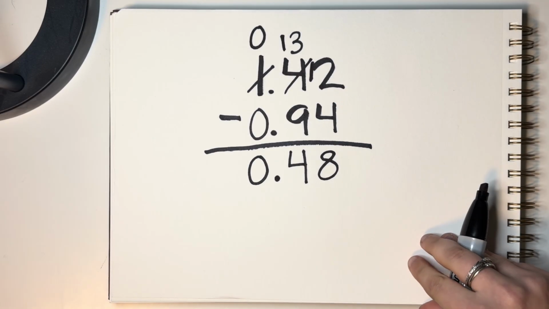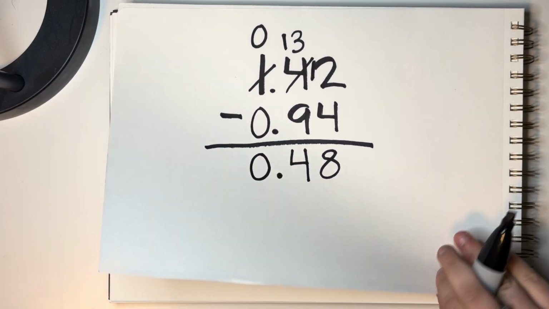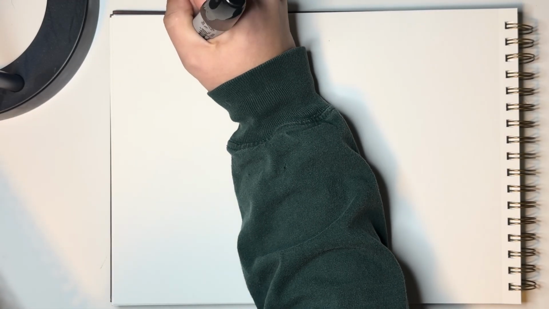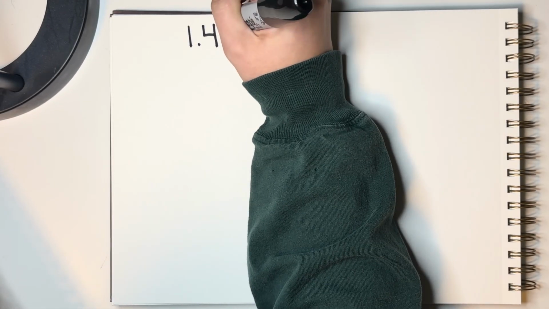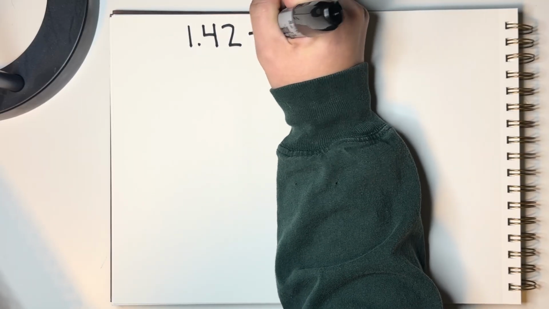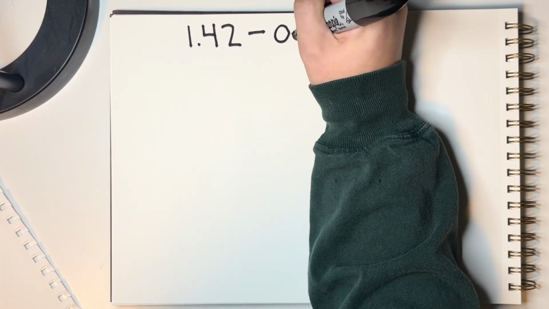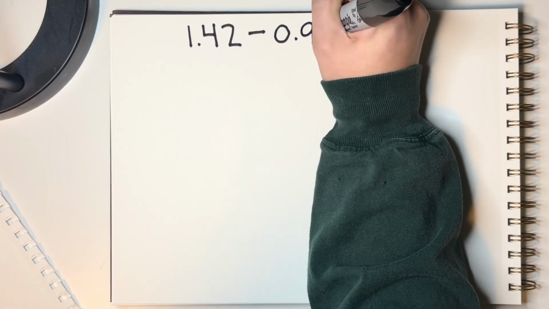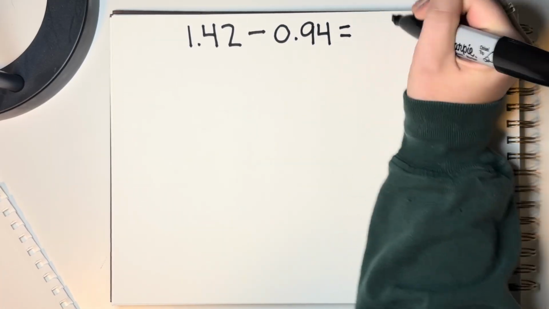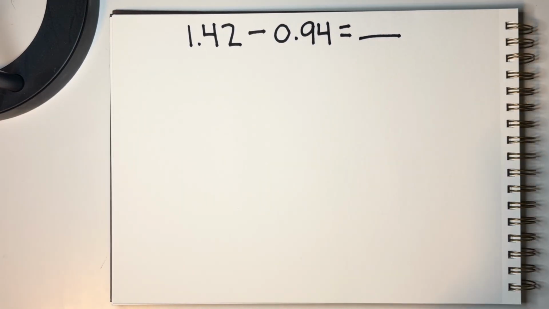Now, I'm going to show you how to do this problem in a different way. Like I said, some students might be struggling with this, and that's totally fine. So the equation we're still working with is 1 and 42 hundredths minus 94 hundredths. Now, one way that students can subtract decimals is a strategy that we call adding to subtract, okay? Because sometimes it's easier for our students to understand addition than it is subtraction.